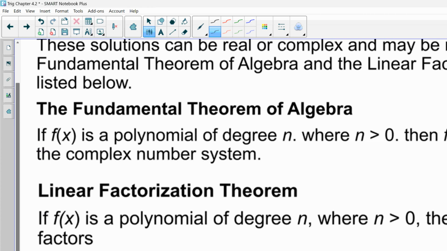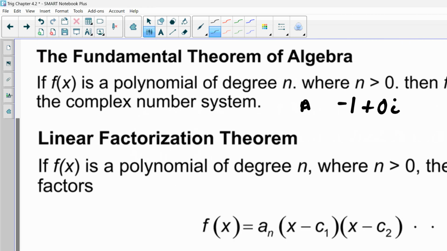Fundamental theorem of algebra: for a polynomial f of degree n, where n is greater than 0, f has at least one zero in the complex number system. And that could mean that one of our solutions is, as we saw earlier, negative 1 plus 0i. It's now a complex number. So it could be that we have solutions and all we have to do is add 0i and they are in the complex number system.